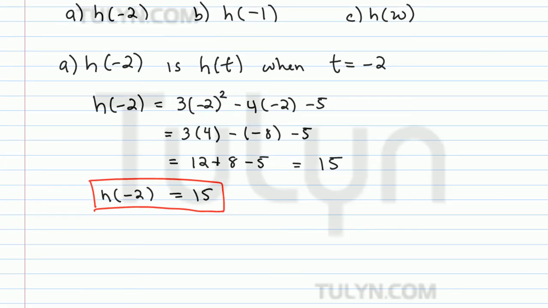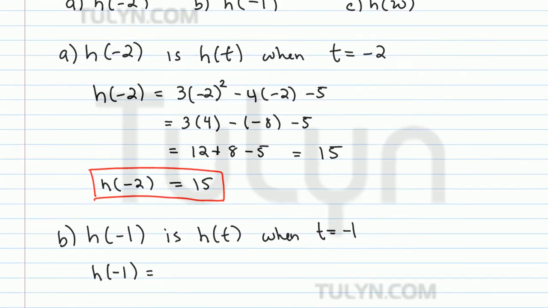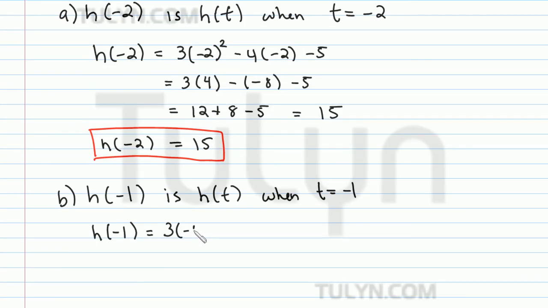Let's go down and do B. B is h of negative 1, which is the same thing as part A, except we're replacing it with a different number. So h of negative 1 is h of t when t is equal to negative 1. So wherever we see t, we replace with negative 1. So h of negative 1 is, what's the function? 3t squared, 3 times negative 1 squared, minus 4t, 4 times negative 1, minus 5.